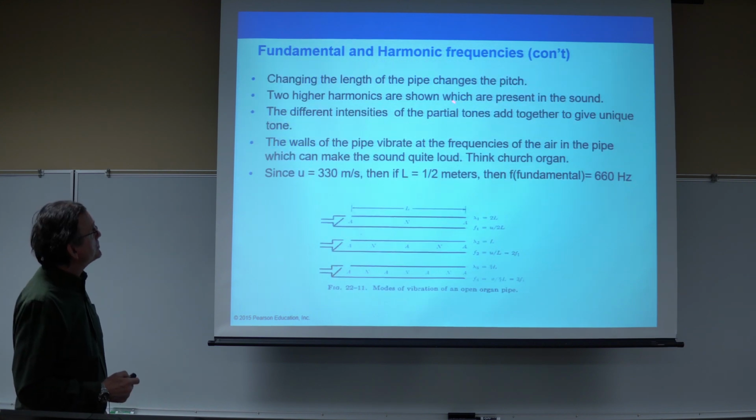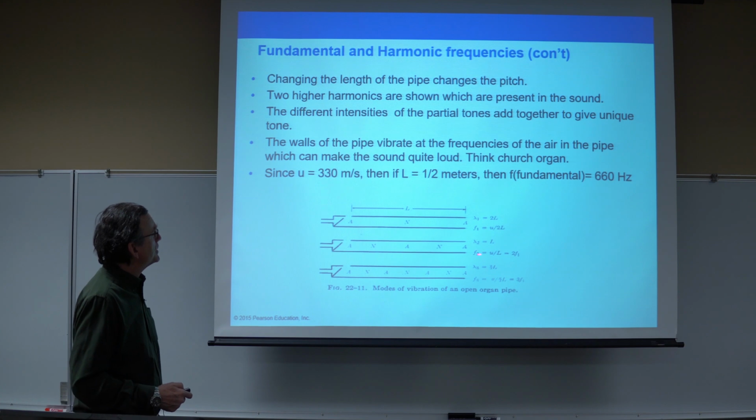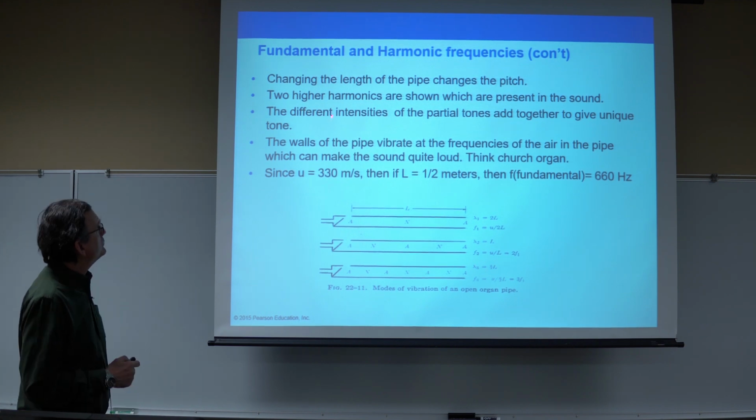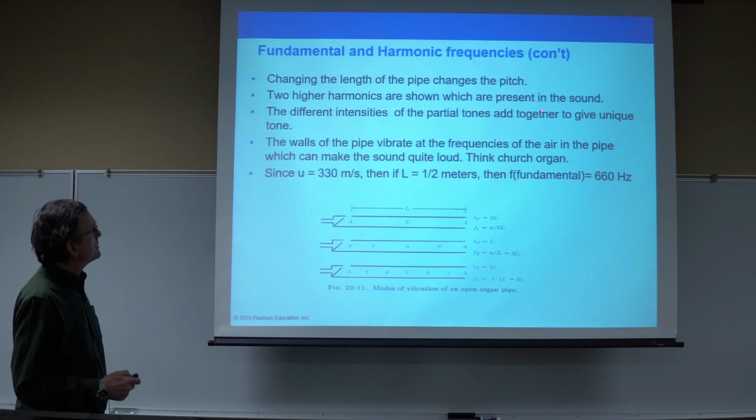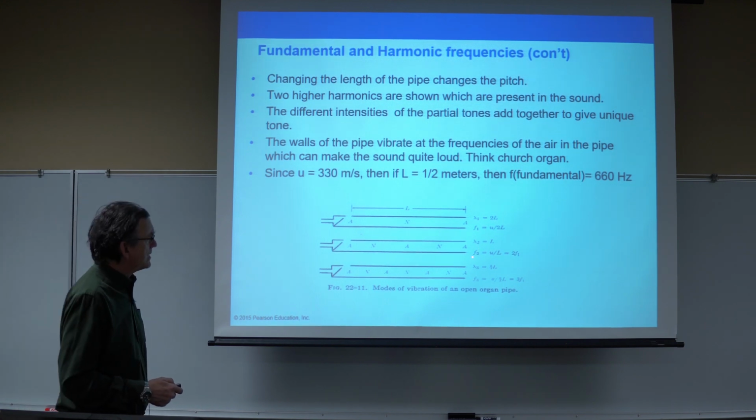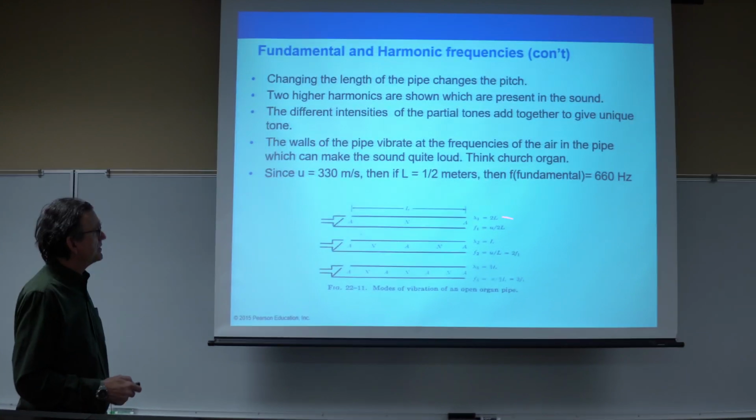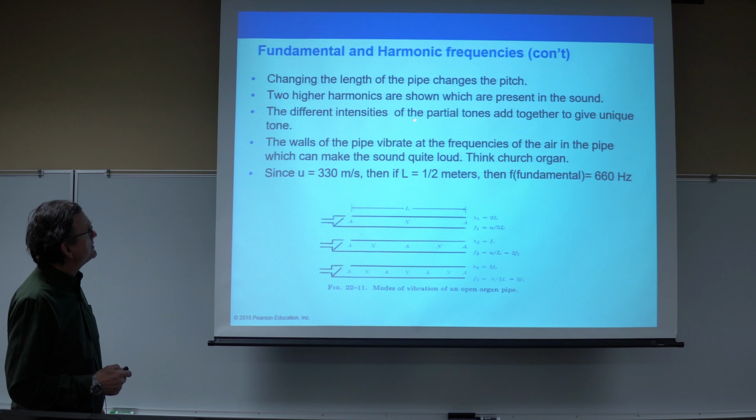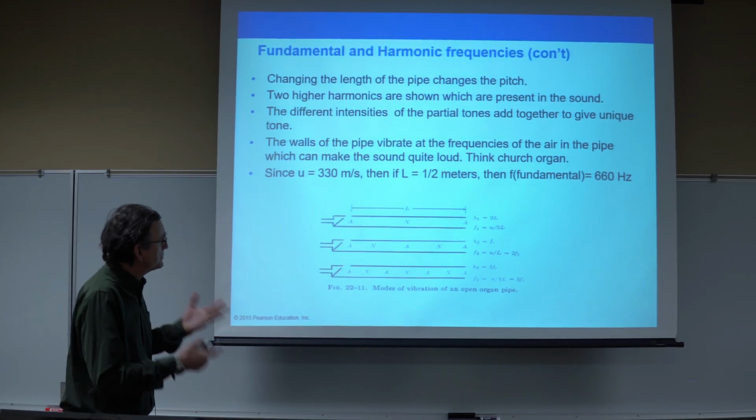Changing the length of the pipe changes the pitch. If we change L, we change the fundamental. Therefore, we change also the higher harmonics. Two higher harmonics are shown, which are present in the sound. These higher harmonics are F2 and F3. One of them is twice, as we said on the last slide, twice the frequency of the fundamental. The other one is 3 times the frequency of the fundamental. And the different intensities of the partial tones when added together give us the unique sound of this instrument.